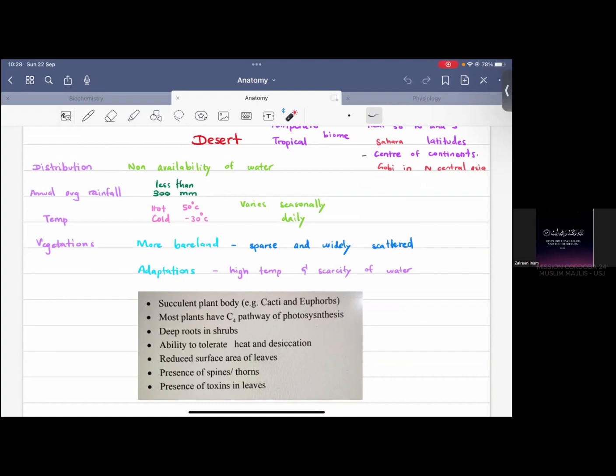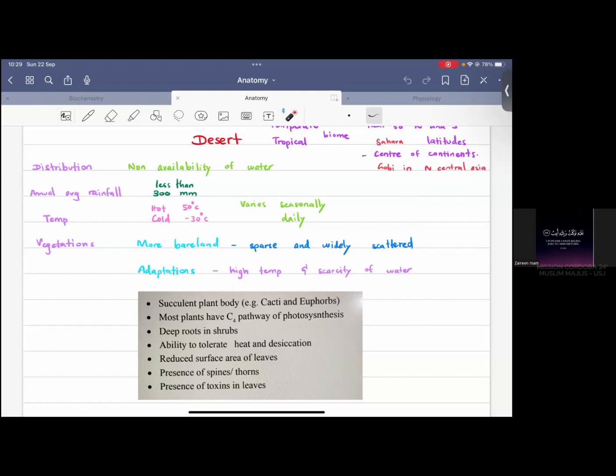So succulent plant body to store water. Most plants have the C4 pathway of photosynthesis. So that you might have known. What is the reason for the C4 pathway of photosynthesis? That is one thing. Deep roots in shrubs. So why deep roots? So that the plants can go deep and find water in the underground. That is the reason. And they have the ability to tolerate heat and desiccation. Our plants in our Sri Lankan environment won't tolerate the heat because they are not adapted. But these plants might have some genes that can tolerate the heat and the desiccation.